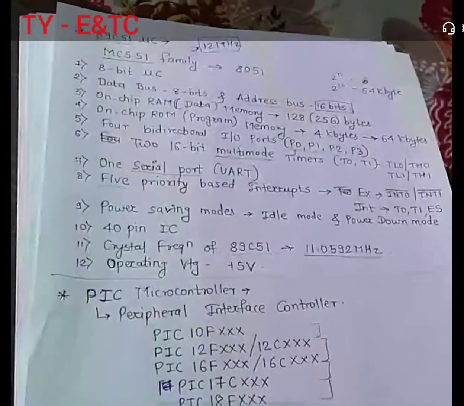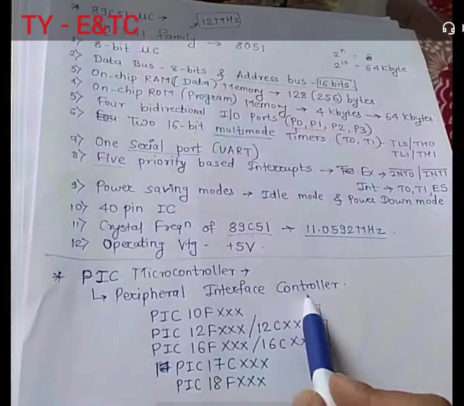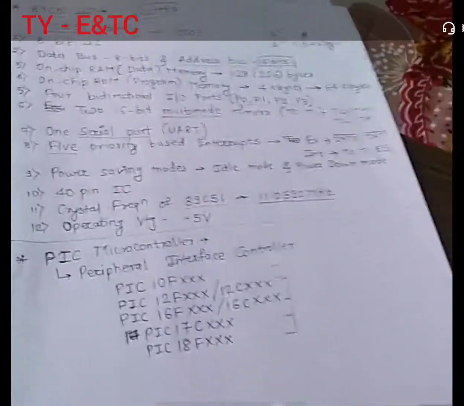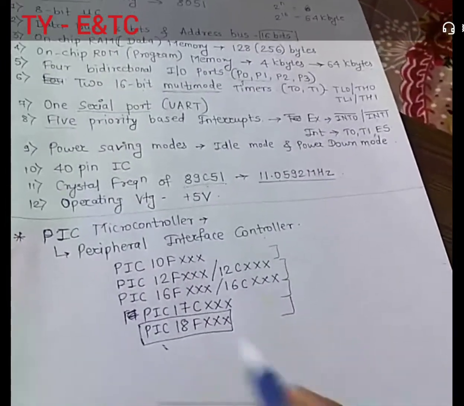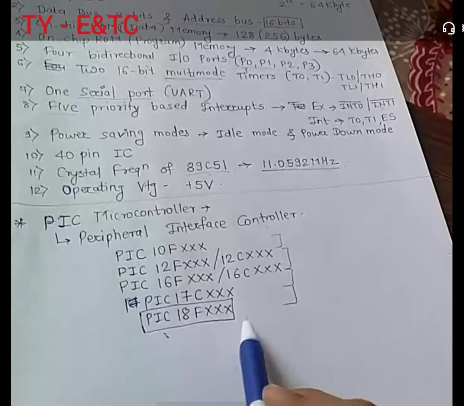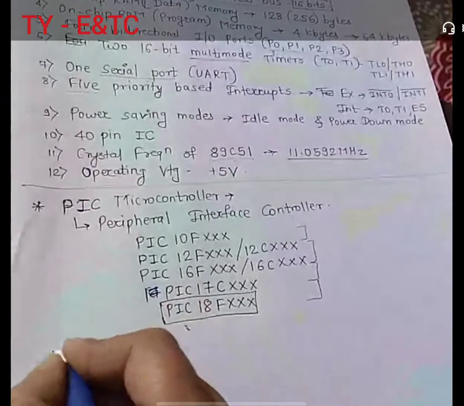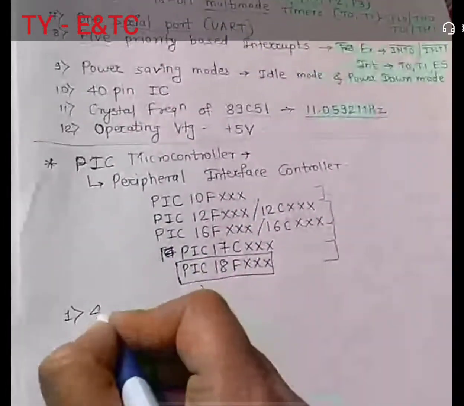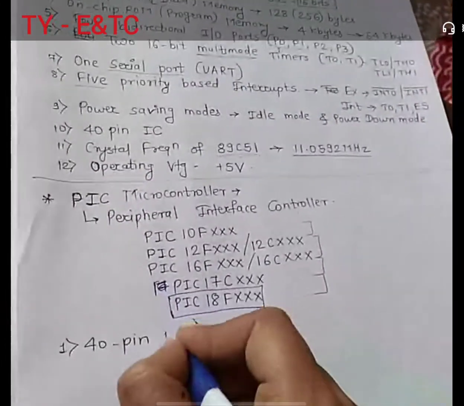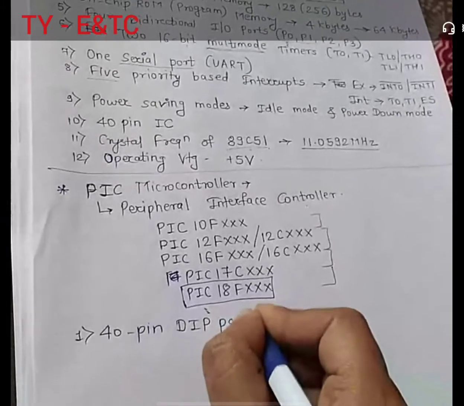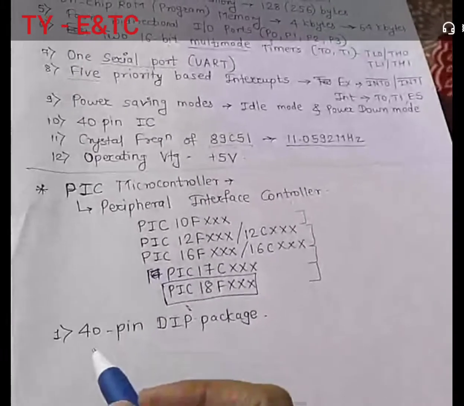Okay, so for today we have to discuss the features of PIC, that is peripheral interface controller, and its applications. Basically we will study this microcontroller and write the features of the PIC 18FXXX microcontroller. Now, the first feature of this PIC microcontroller is that it is also a 40-pin IC, just like 89C51, and it is available in DIP package. DIP means dual inline package.